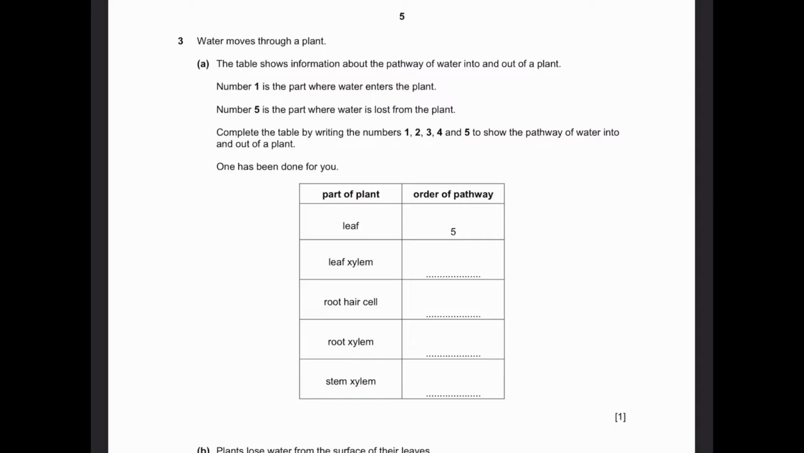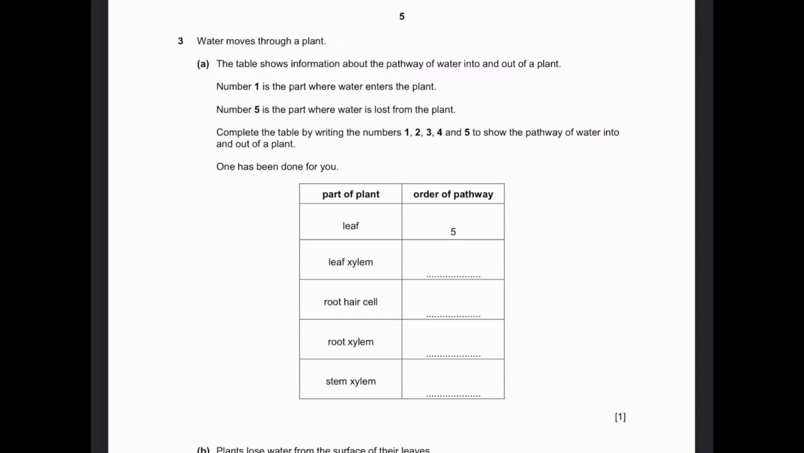Number 1 is the part where the water enters the plant. Number 5 is the part where water is lost from the plant. Complete the table by writing the numbers 1, 2, 3, 4, and 5 to show the pathway of water into and out of a plant. 1 has been done for you. The part of the plant and order is given. Leaf is the last one, the 5th one.